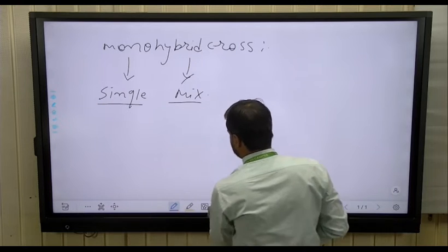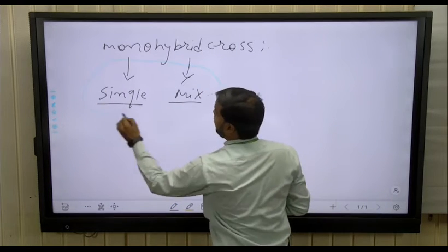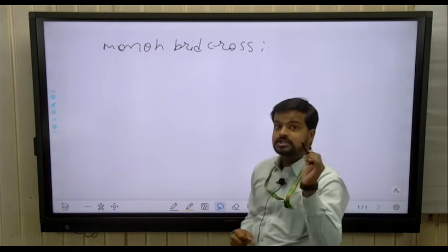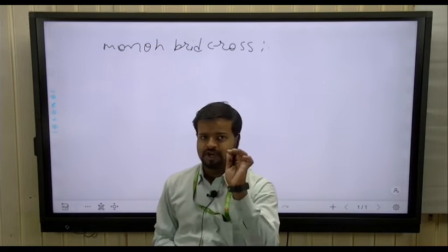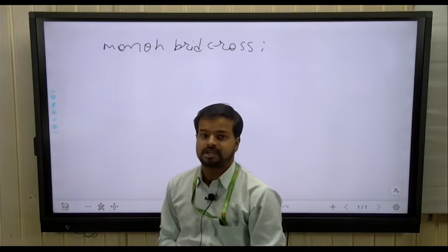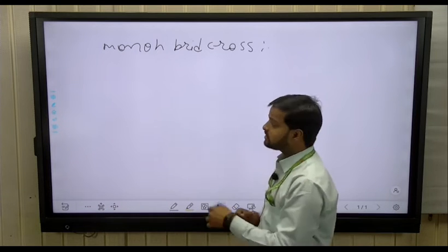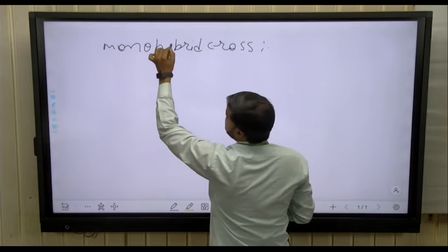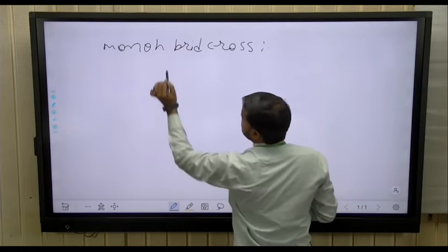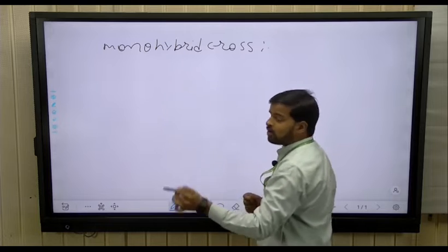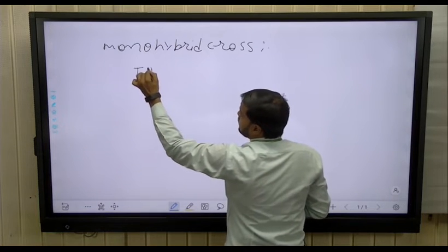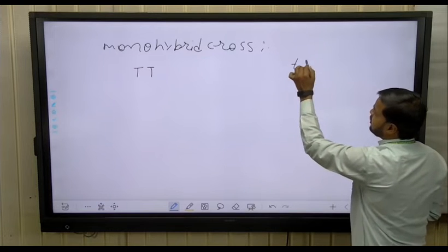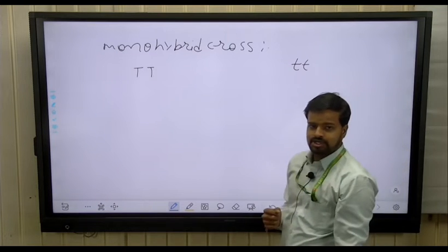Next point is what? How this cross is performed. It is a very interesting and easygoing set of steps. We elaborate this. First of all, we write the genetic composition capital T. Then we draw another genetic composition, which is what? Small t.